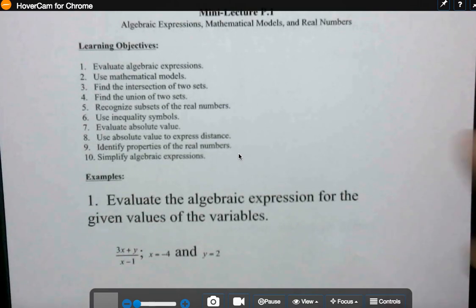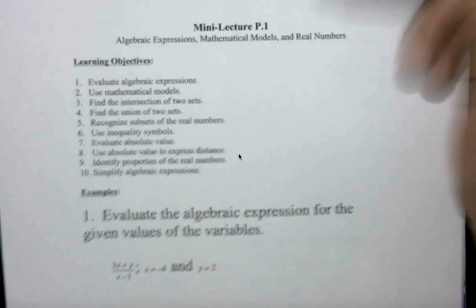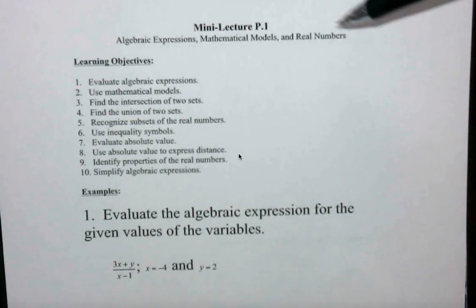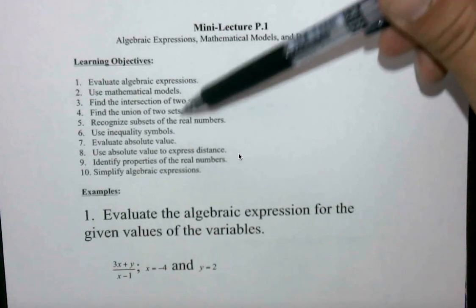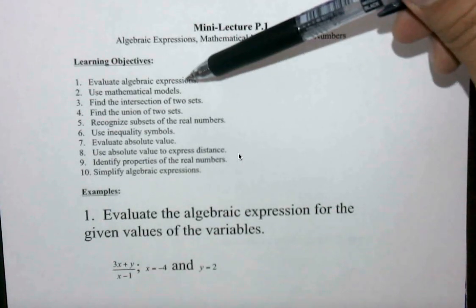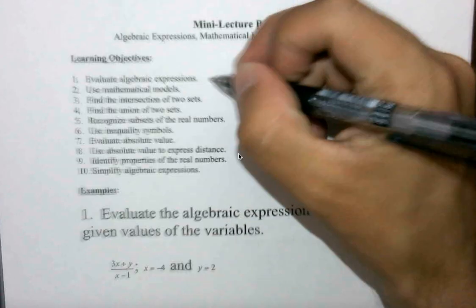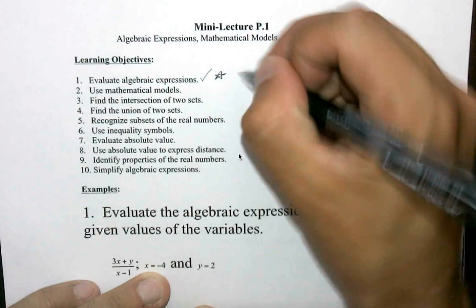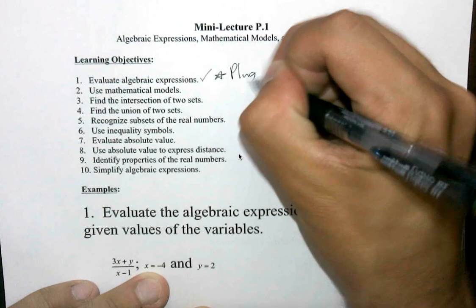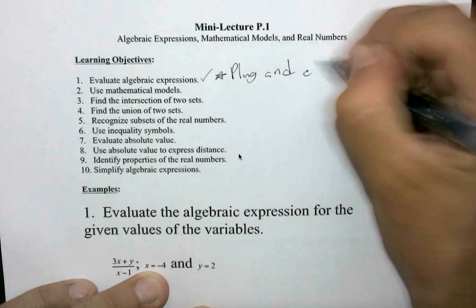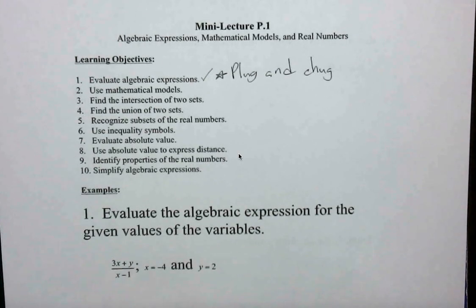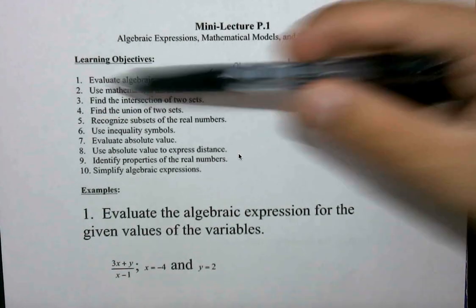So for this first review section, practice 1, working with algebraic expressions, mathematical models, and real numbers. There are lots of objectives here. A lot of these should sound familiar, definitely with evaluating algebraic expressions. So this is eventually going to be nicknamed just plug and chug, because we'll have some number that we just want to plug into some type of equation using mathematical models.